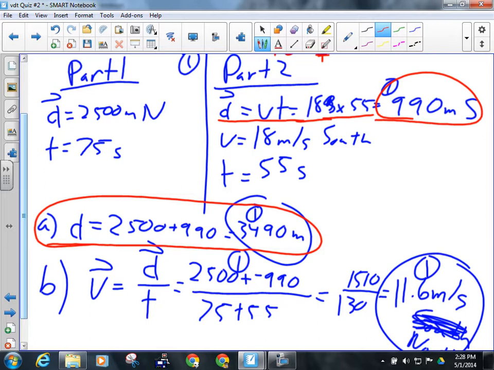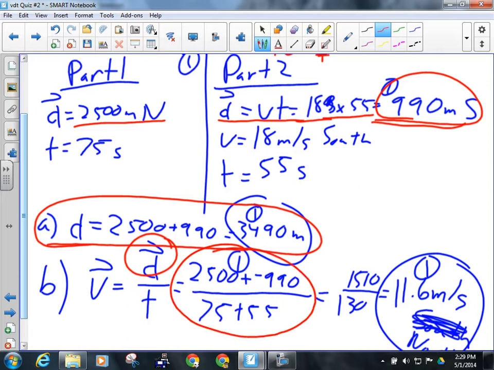All right. For part B, it wants us to calculate the average velocity. Average velocity is displacement, which is a vector quantity, over time. So I take those two displacements I had, 2,500 meters north and 990 meters south, and now direction matters. So 2,500 plus negative 990, or minus 990, whichever you did, over the total time. So this stage here is worth a mark.